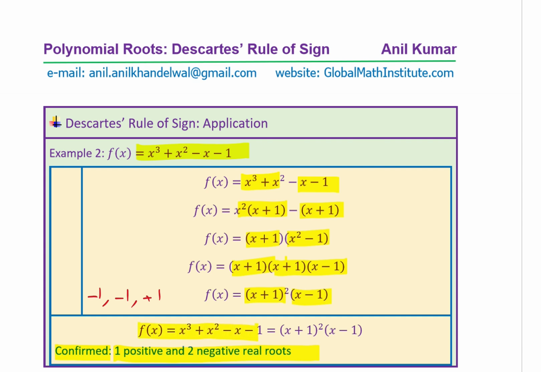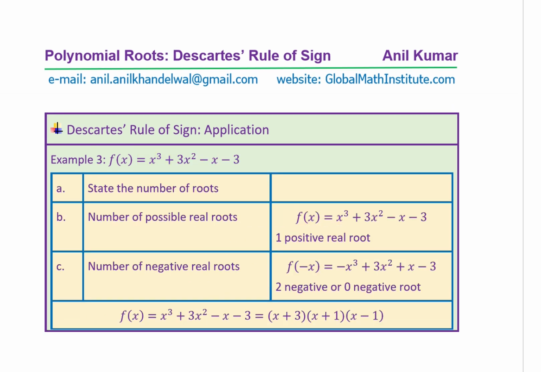Is that clear to you? This is the way to analyze and figure out how many positive and negative roots there are. Once you factor, you are sure how many complex roots there are, correct? Otherwise, we are talking about a possible number. Clear? Let's take example 3. I'd like you to pause the video and answer these questions one by one. Question number 3 for you now: f of x is x cubed plus 3x squared minus x minus 3. How many roots are positive and how many total number of roots?